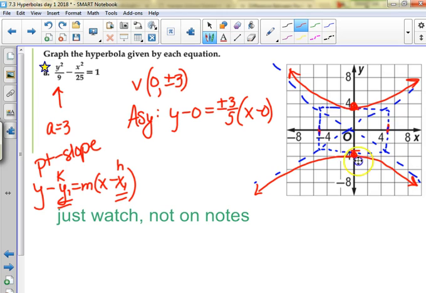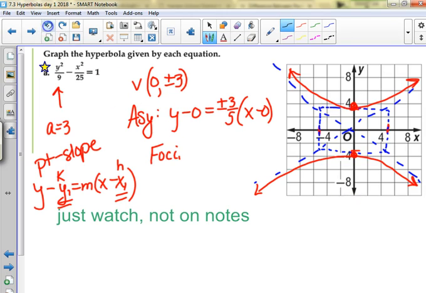All right, last thing you have to do is find the foci. The foci now are going to be inside here somewhere and down here somewhere. Okay? They are further from the center than the vertex is. Make sense?